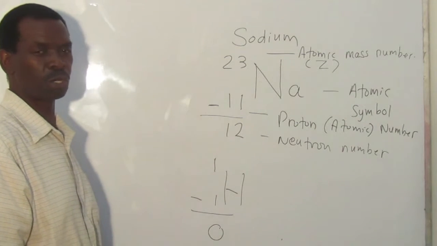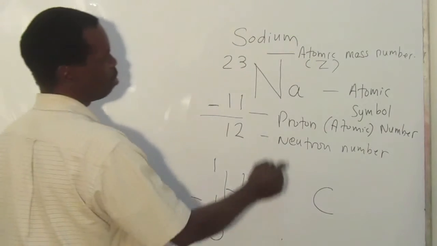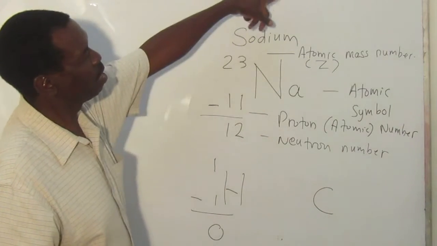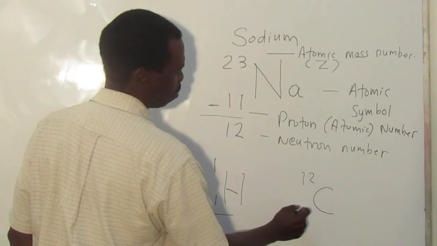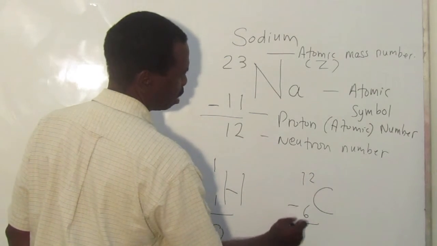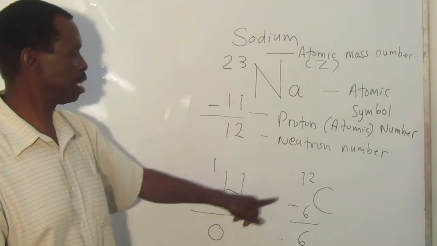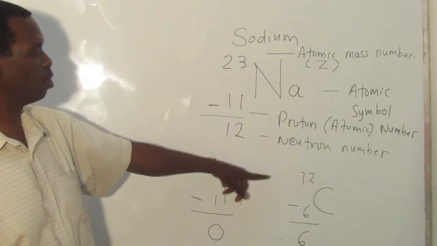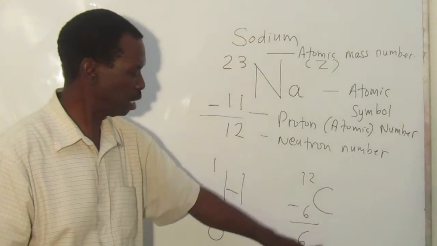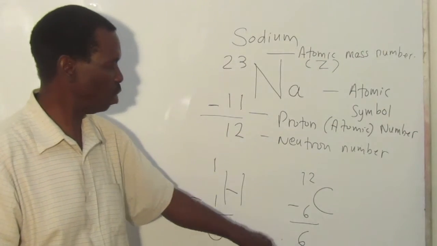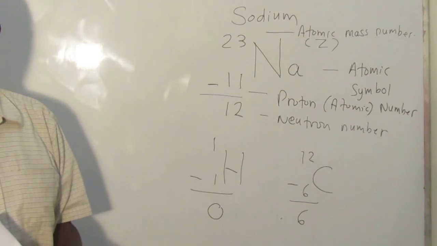Another one that we can talk about briefly is carbon. Carbon, if you check on your periodic table, the symbol is C, and at the top the mass number is 12, and below there is 6. When you subtract this, it comes to 6. What it simply means is this: for carbon, when you add the protons and the neutrons, it will give you the mass number. The atomic number, or the proton number, is 6, and the neutron number is 6. So these numbers are very, very important when it comes to the calculations.